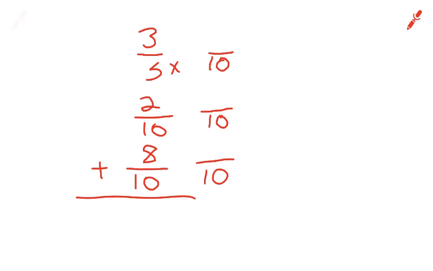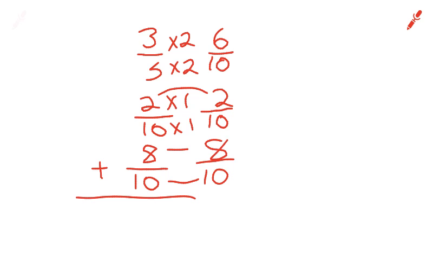5 times what equals 10? 5 times 2. If we do a times 2 there, we've got to do a times 2 here. 3 times 2 is 6. Now, 10 times 1 is 10, so we're just doing times 1. All we're really doing is just bringing it over, 2. Same thing down here. We're just bringing it over. Now we're able to add up all our numerators. 6 plus 2 plus 8. 6 plus 2 is 8, plus 8 more is 16. We have 16 over 10.